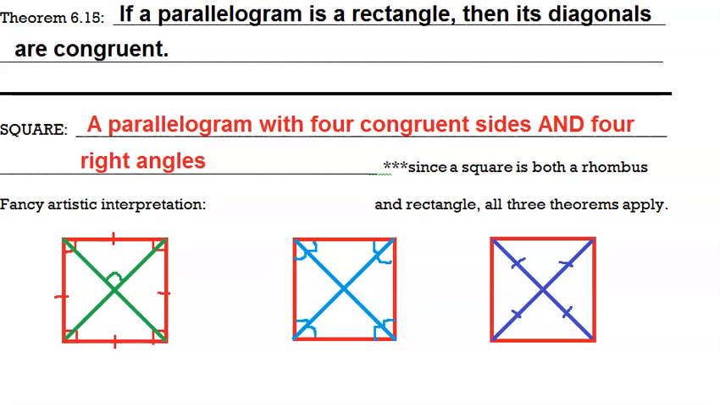So long story short, since a square is both a rhombus and a rectangle, all 3 rules that we just did apply to it, as in the first theorem we did, the second theorem, the third theorem. A square is all of the above, so all 3 of the rules apply.